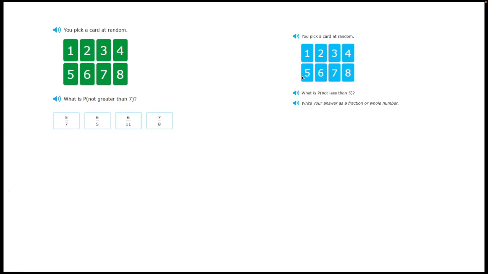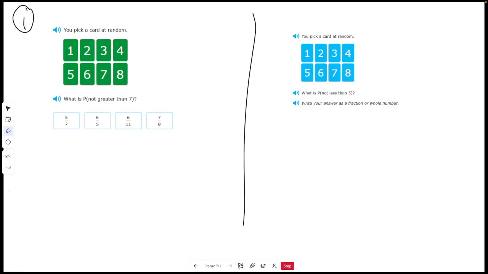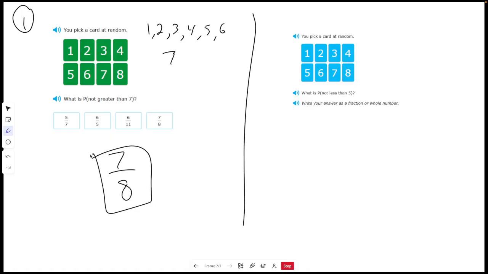Okay, now that you've had a chance to work these problems, let's check your solutions. For number 1, what is the probability that you get something not greater than 7? The numbers not greater than 7 would be 7 and everything before it, right? So 1, 2, 3, 4, 5, 6, and 7, obviously. So then this would be a 7 out of the 8 possible cards.